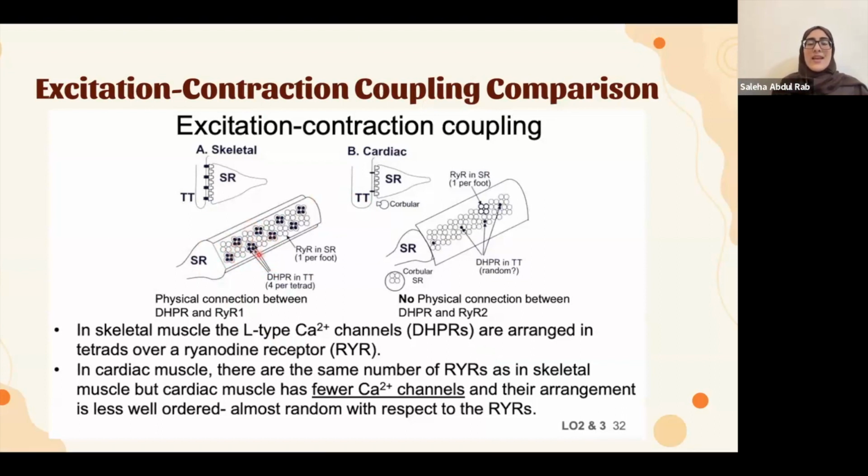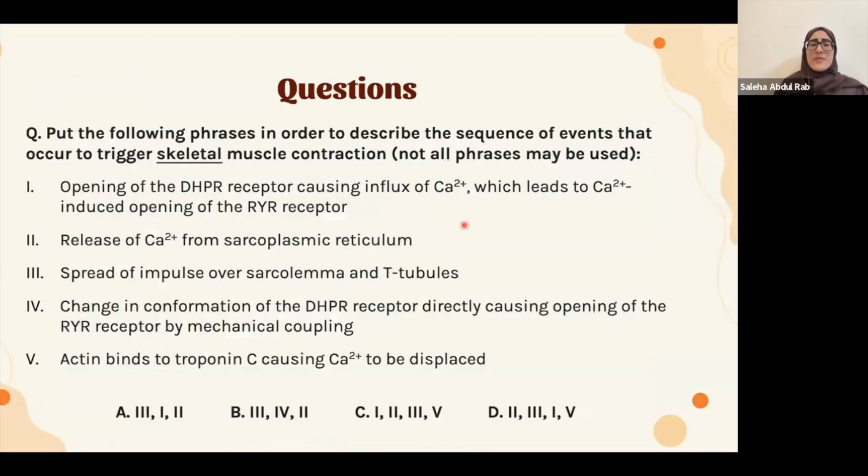And so there's more dihydropyridine receptors here. However, in cardiac muscle, the dihydropyridines do not have to be linked mechanically to each ryanodine receptor, so there are fewer, and they're arranged in a more scattered way, almost random.